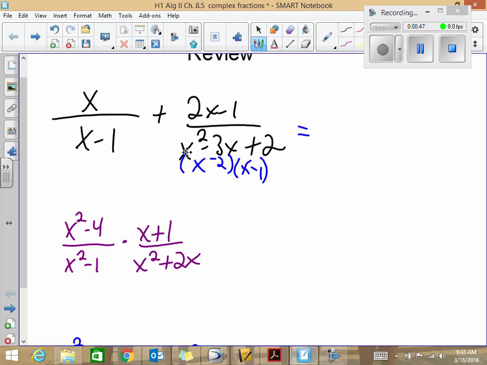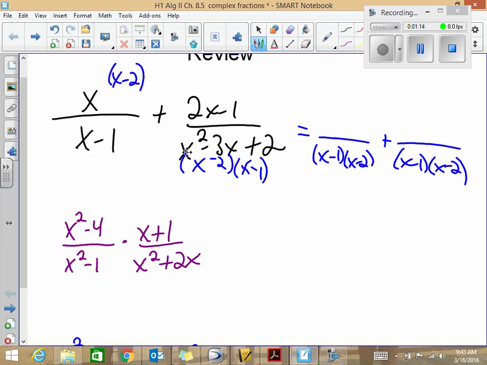But not as bad. Okay, so when I factor this, I get x minus 2, x minus 1. This is just x minus 1, so my common denominator is going to be x minus 1, x minus 2, right? So this first fraction has an x minus 1, so to make it have the common denominator, I have to multiply by x minus 2. You have to distribute, so I get x squared minus 2x. The next one already has a common denominator, so I just bring that over.